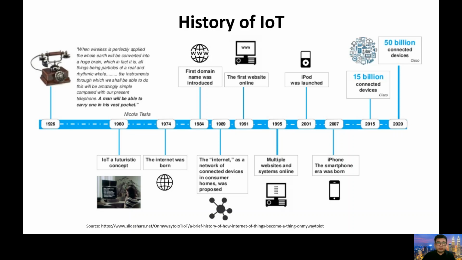The first website went online in 1991, and then multiple websites and systems went online in 1995. In 2001, iPod was launched, and then in 2007, iPhone, the smartphone era, was born. In 2015, there were about 15 billion connected devices in the world, and by 2020 there will be 50 billion connected devices, and so on. So this is the history of the Internet of Things.